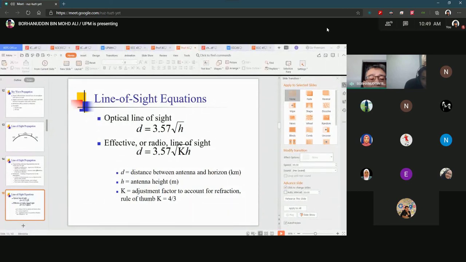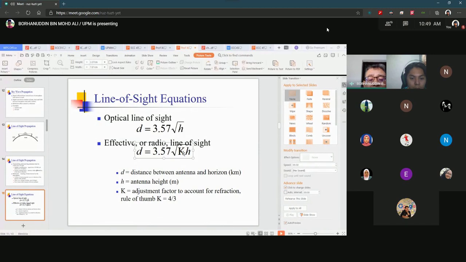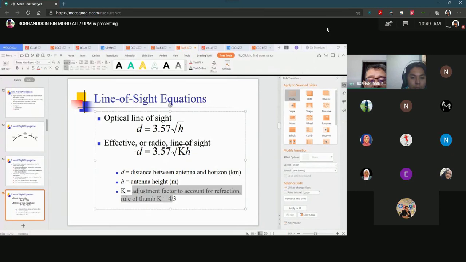So for direct line of sight, called optical line of sight, where if you put on your binocular, from one side to the other, you can see the other end. So the distance is 3.57 root h, where h is the height of the antenna. But for radio, for Earth, they can bend a bit due to refraction. So you have another factor that can come in, called the adjustment factor to account for refraction. The rule of thumb is k equal to 4 over 3, meaning the effective distance can be further than optical line of sight.